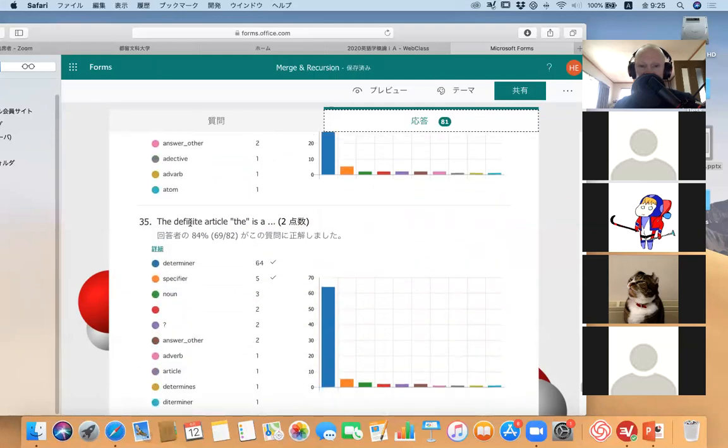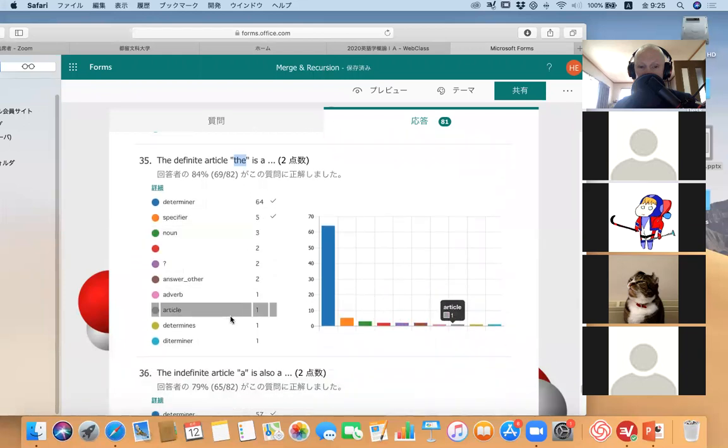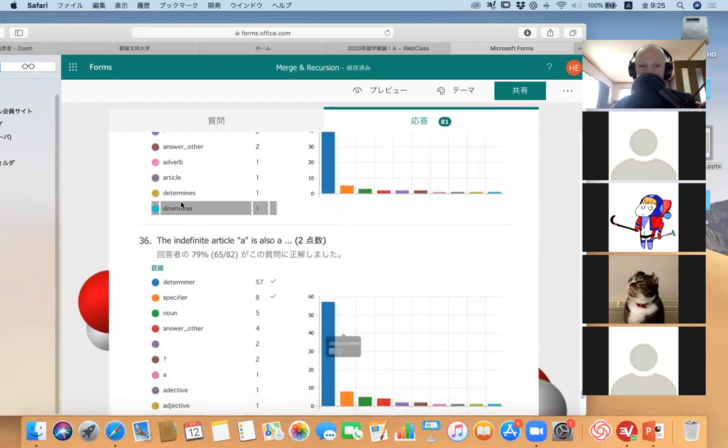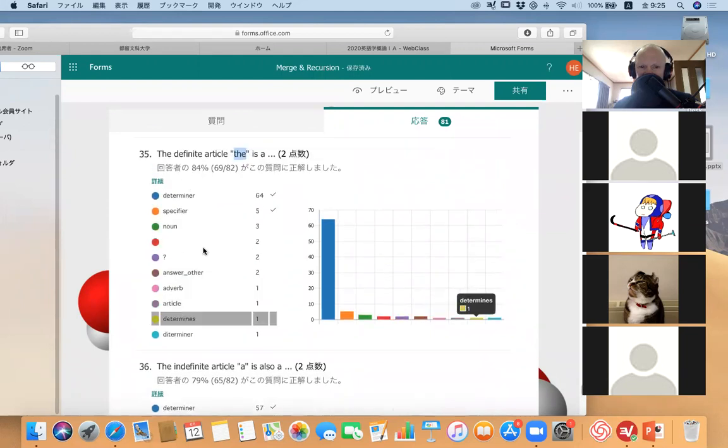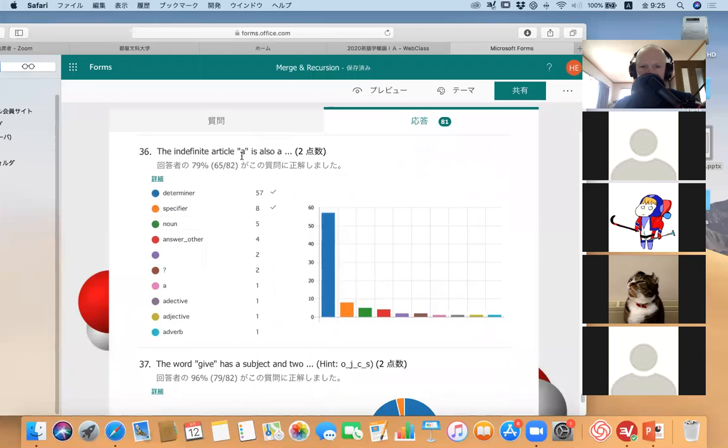The definite article. Now, the definite article, that, right? It's a definite article, but it's a kind of determiner or specifier. No, it's a kind of article. Well, I guess it's a kind of article, but that's not really the point. A definite article is a kind of article. The indefinite article is also a determiner or a specifier. Okay?